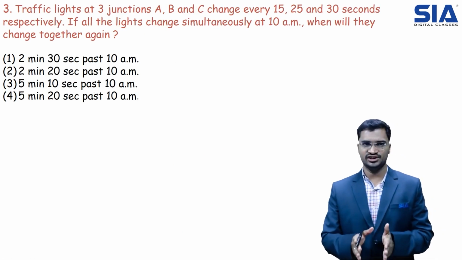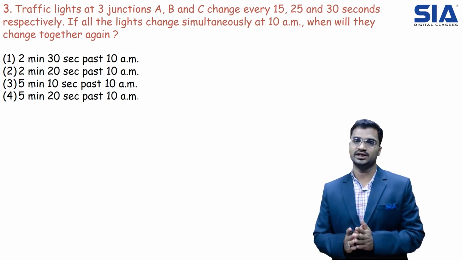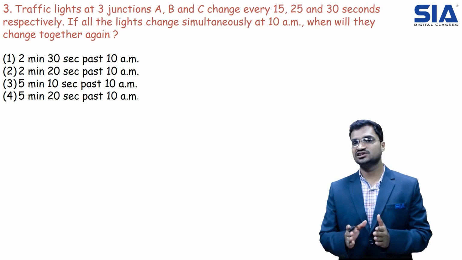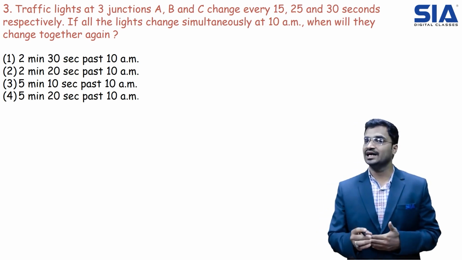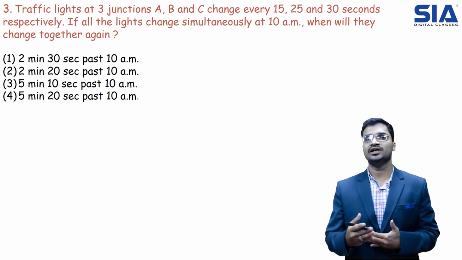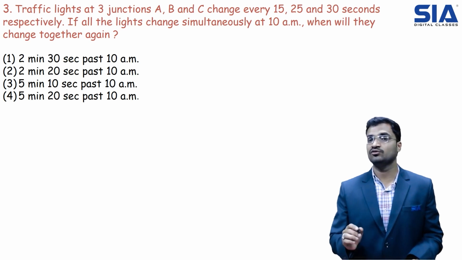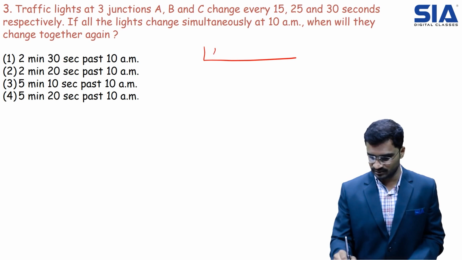Traffic lights at 3 junctions A, B and C change every 15, 25 and 30 seconds respectively. If all the lights change simultaneously at 10 am, so all the lights have changed exactly at 10 am, then what is the next time they will change? For these types of questions, what we have to do is find the LCM of these numbers. So let us find the LCM of these numbers.